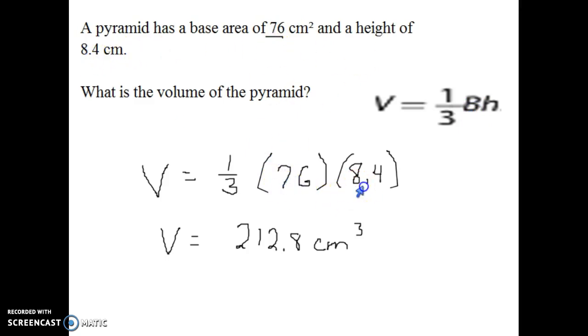The height is 8.4. So when you multiply 76 times 8.4, divide by 3, you get 202.8 centimeters cubed. So remember, when we're talking about volume, our units are cubed because we've got centimeters squared times centimeters gives us centimeters cubed.